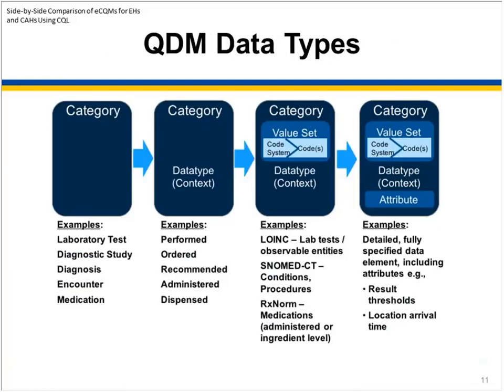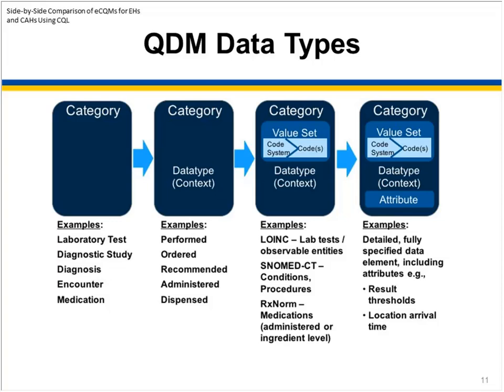So speaking of the data model, we use QDM as a conceptual data model. It provides a way to formally specify clinical statements. So we start with categories of statements. So patient had a laboratory test or a diagnosis. And then we add context to say things like laboratory test was performed or laboratory test was ordered. We take it to the next level of detail by adding terminology. We say what kind of laboratory test was performed. We do this by binding to existing terminology, so LOINC, SNOMED, RxNorm.